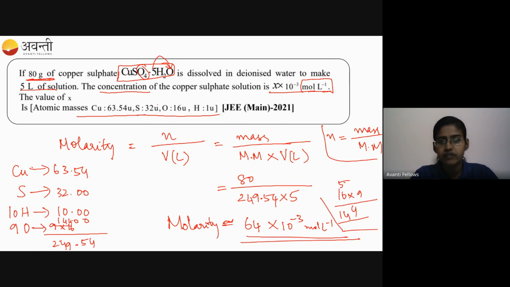So what is the value of X? Value of X is 64. Nothing to do. You just need to remember the formula and straight away apply it. The only part to do is the mathematics part. Just the multiplication and division part you have to do. So that takes some time. The rest is all very easy. Shall we go with the next question?